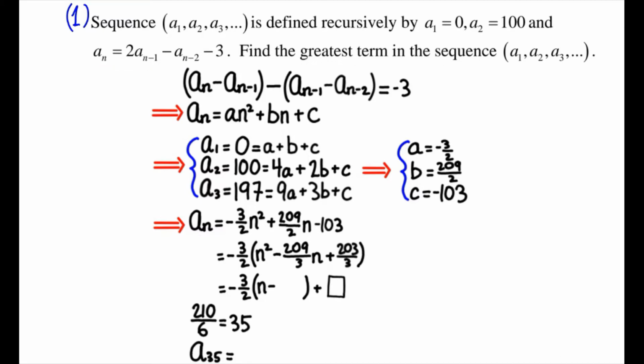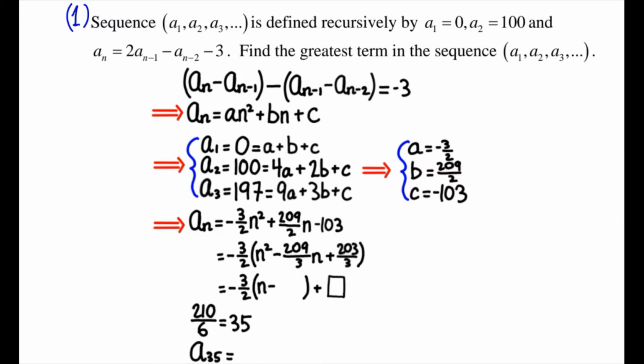We can make it so that it reads An minus 1 minus An minus 1 minus An minus 2 is equal to minus 3. Now, this makes it so that An itself has to be a second degree quadratic function. Now we know the value of A1, which is 0, A2 is 100. So we can just put n is equal to 1 and n is equal to 2 into this over here.